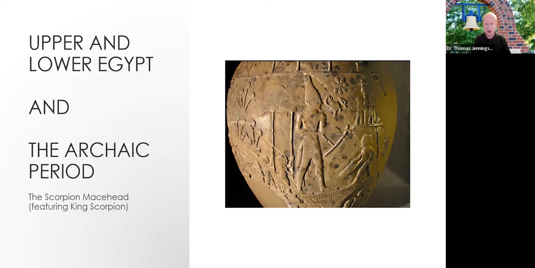So the first thing I want to show you is this artifact right here, which is called the Scorpion Mace Head. And in the Archaic period, the first thing that happened was Upper Egypt unified itself into a kingdom of villages with some kind of leader, and Lower Egypt unified itself into a kingdom of villages along the Nile with some kind of nominal leader. And those nominal leaders got more and more power as regional kings, but there's no pharaoh yet because they're independent kingdoms. The Archaic period is when they begin to unify.